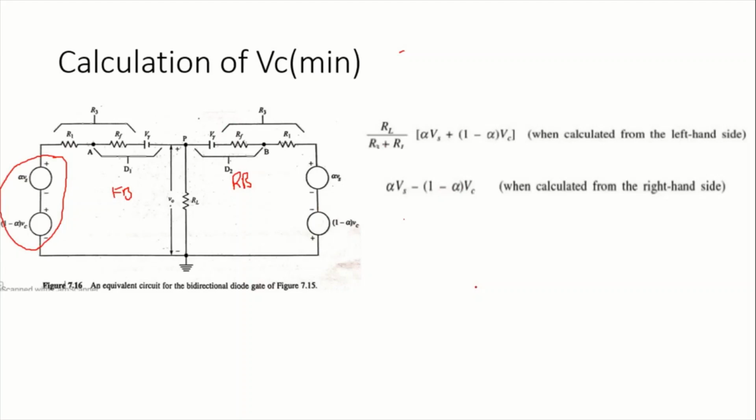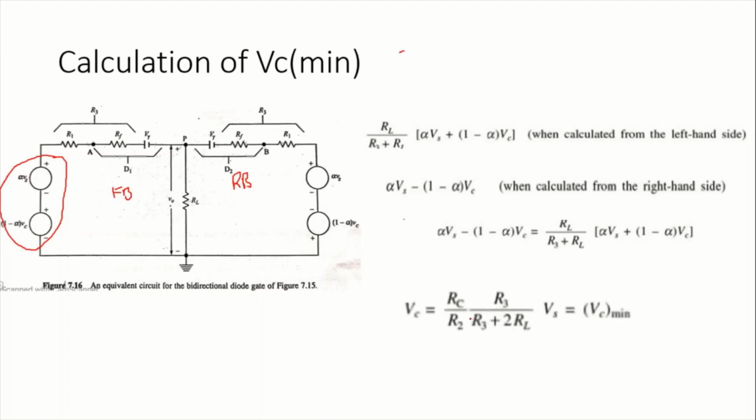So equating these two and solving this equation, we get Vc minimum equals R2 by R3 into R3 by (R3 plus 2RL) into Vs. This is the minimum control voltage to be applied to ensure that both the diodes are forward biased and the circuit acts like a bidirectional sampling gate.